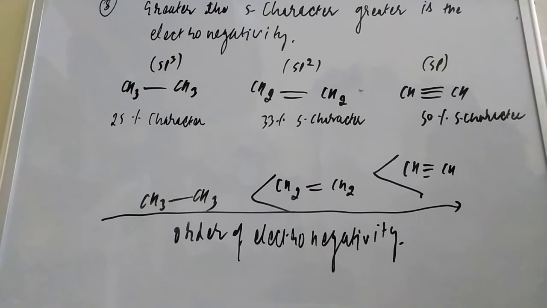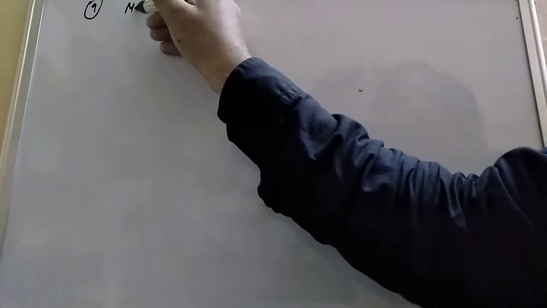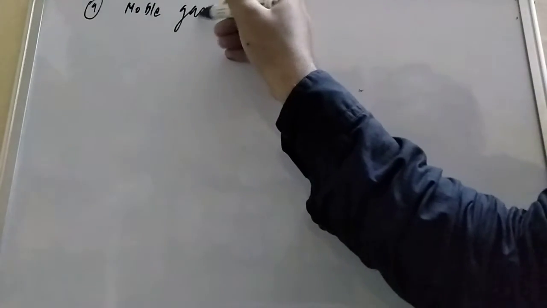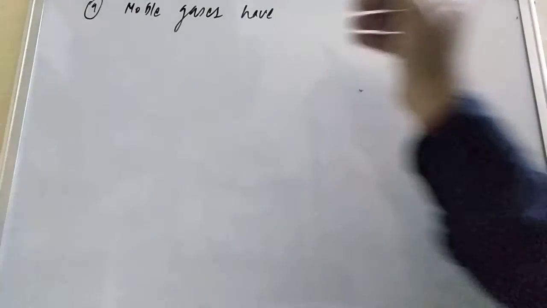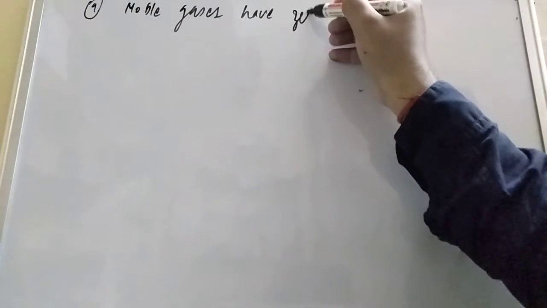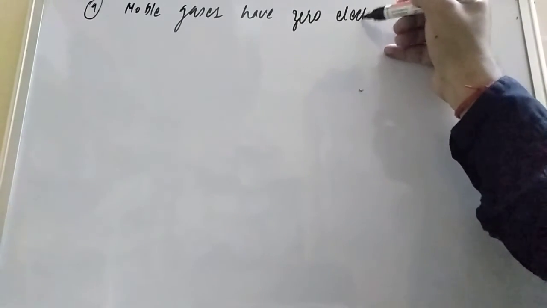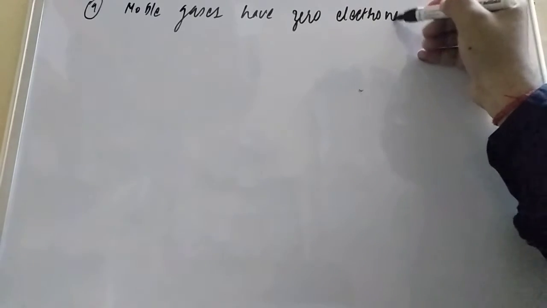Now let us move to some other point. Point number 9: if you talk about the noble gases, let us check what will be their electronegativity. Electronegativity is the tendency to attract the shared electrons in a covalent bond. So point number 9 says noble gases have zero electronegativity.